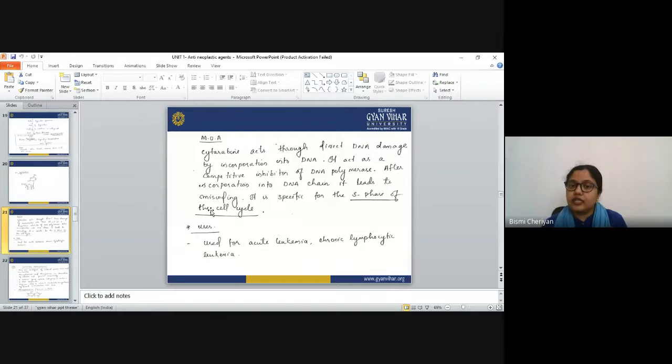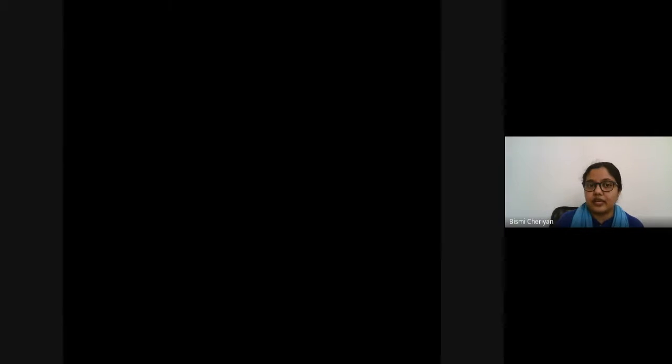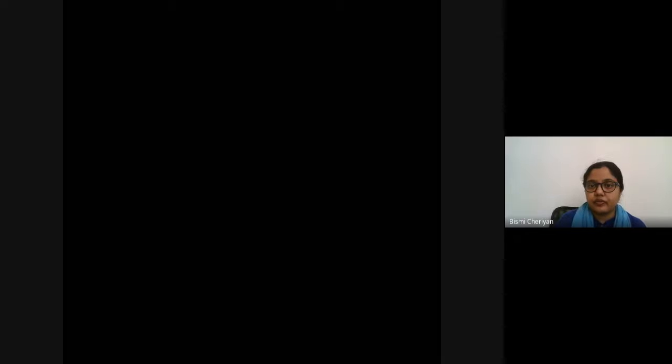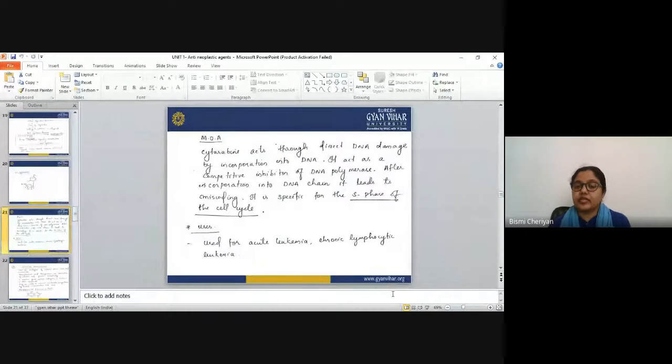Okay, after the incorporation into the DNA chain, it leads to miscoding, and it is specific for the S phase of the cell cycle. All the antimetabolites are specifically for the S phase of the cell cycle. In the S phase, the synthesis of the DNA takes place.